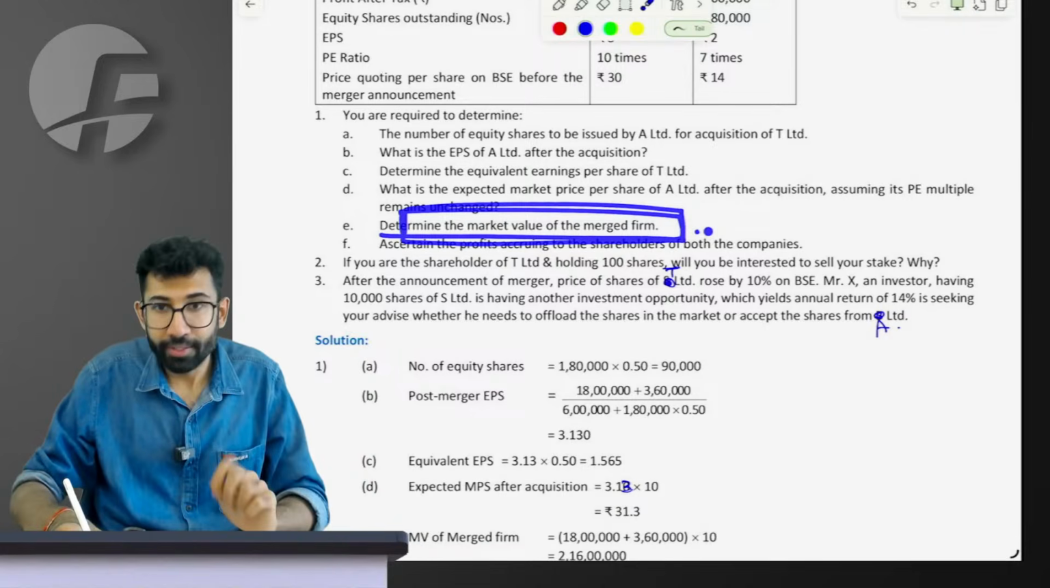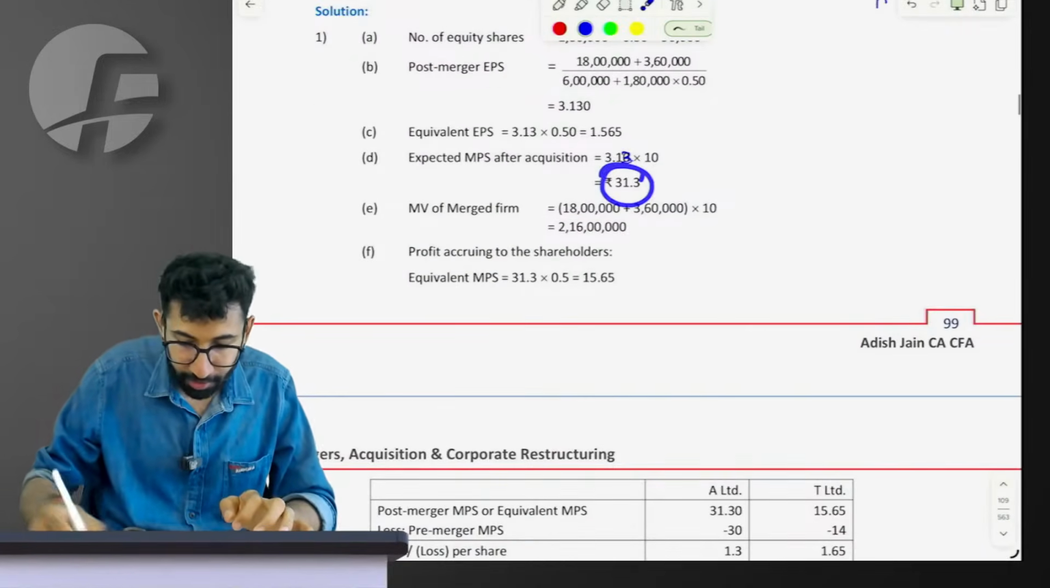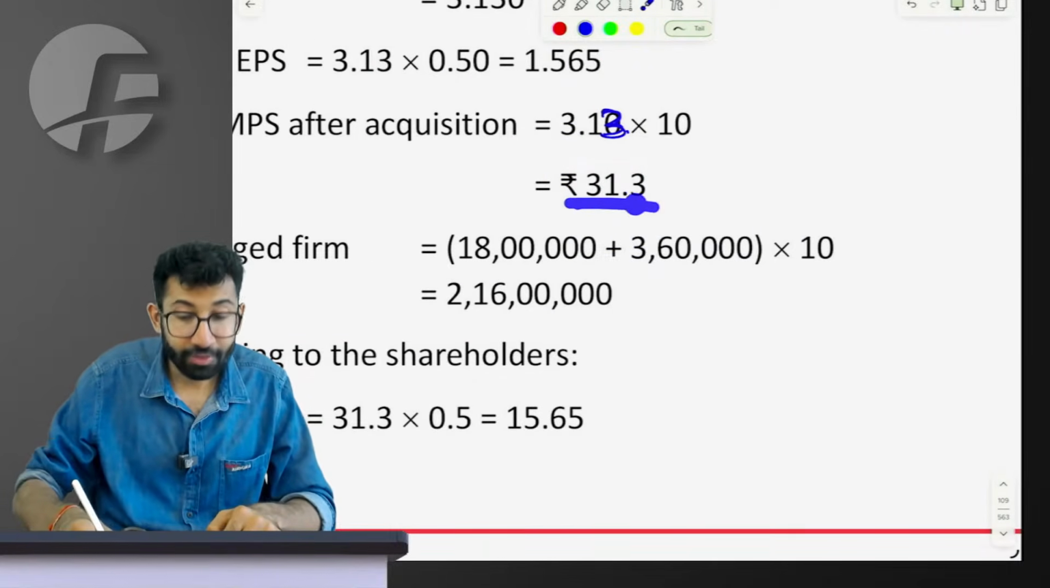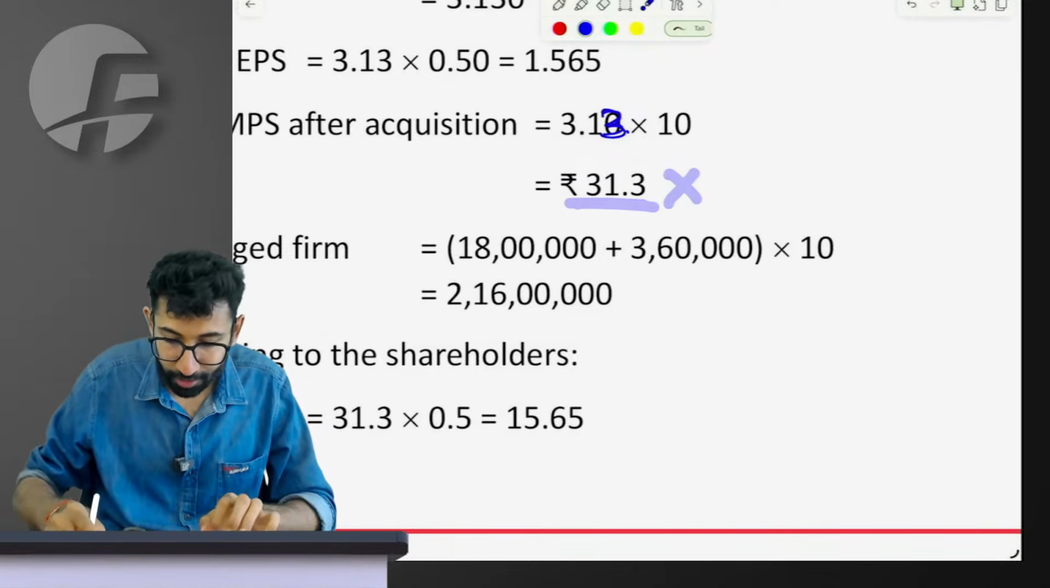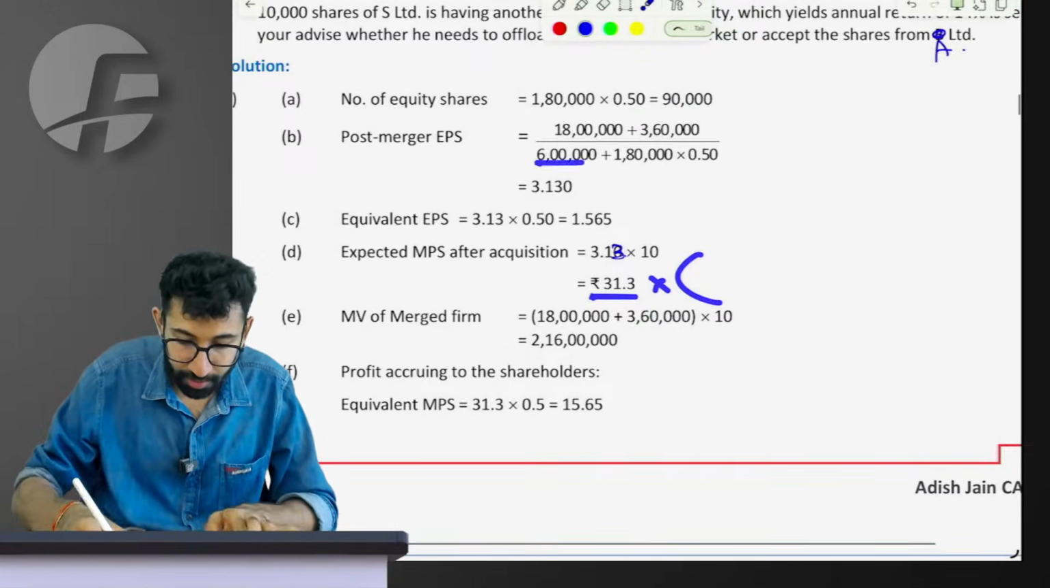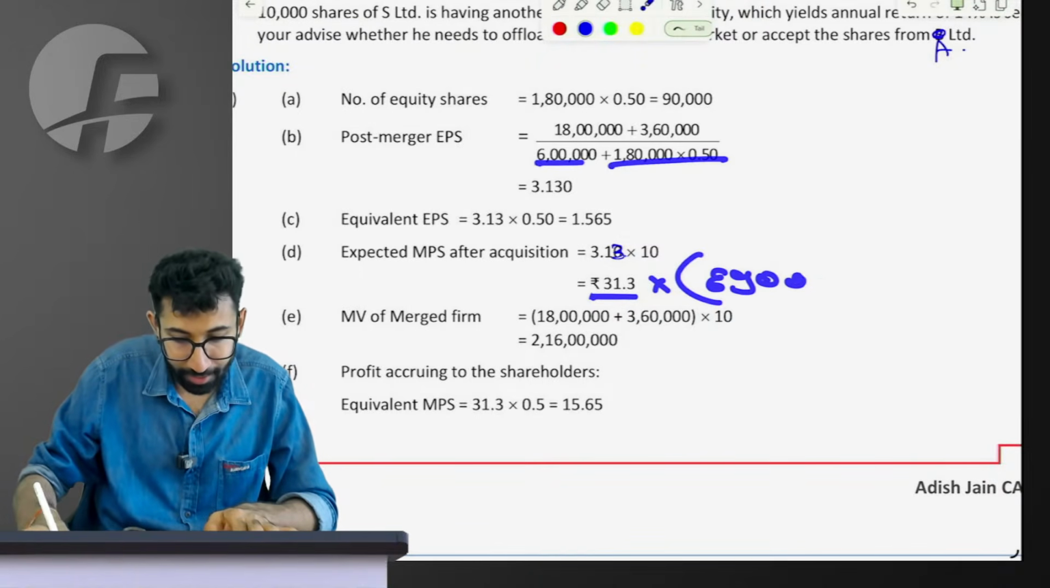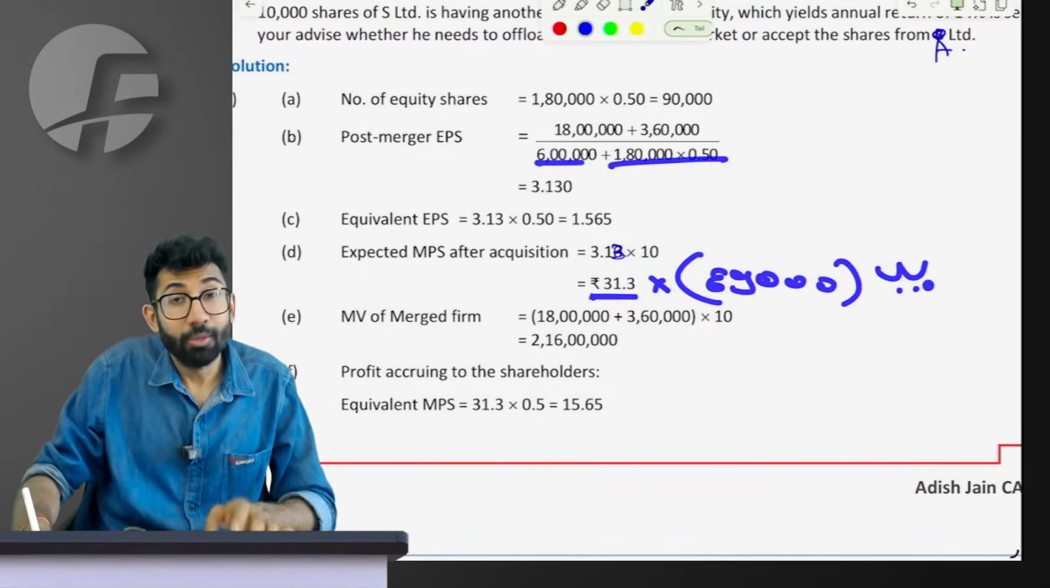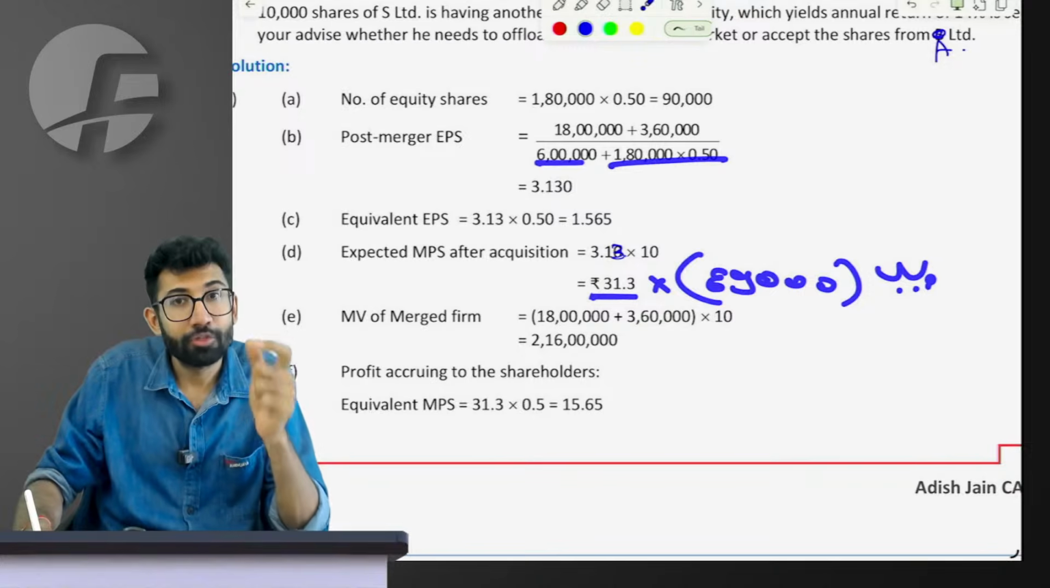There are two ways to do it. One can think post-merger MPS is how much? 31.3. And how much is the post-merger number of shares? Sir, per share value is this, and the number of shares is 6 plus 90, as 6,90,000. That is one way to do it. But this will give you a rounded off answer, which will not be correct.